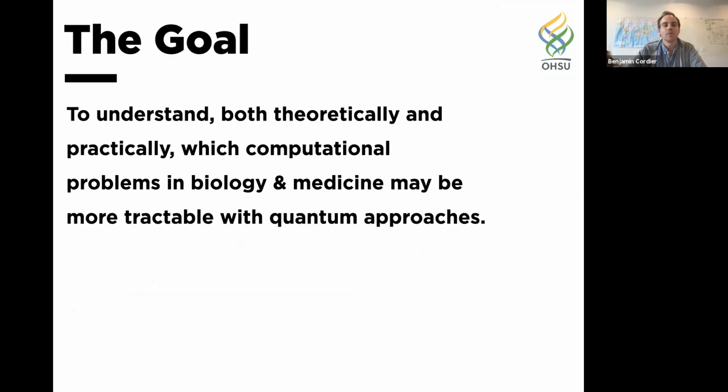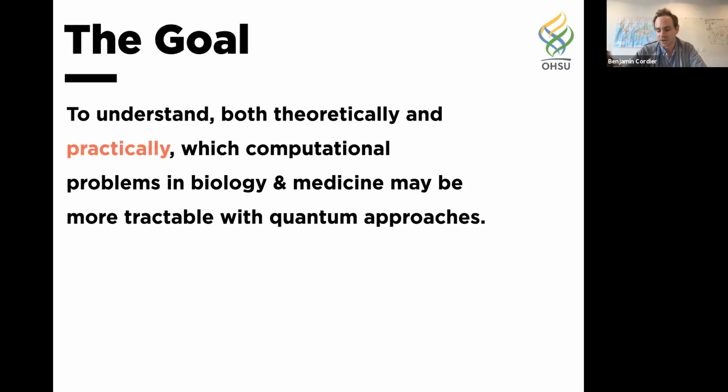So what's the goal? The goal is to understand both theoretically and practically which computational problems in biology and medicine may be more tractable with quantum approaches. By theoretically, we're talking about the formalisms in quantum information and quantum computing and the theory there. We're also talking about computational complexity and what that tells us about the types of problems that can be made tractable or more tractable by a quantum computer.